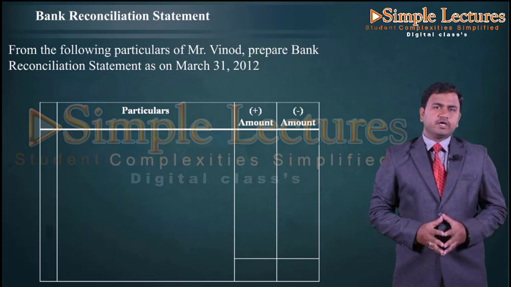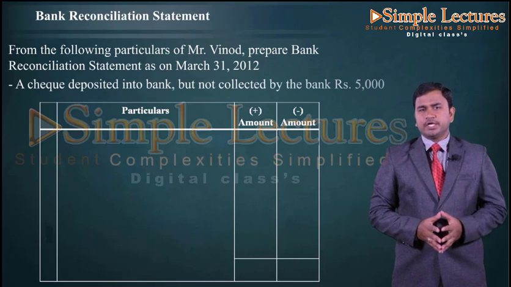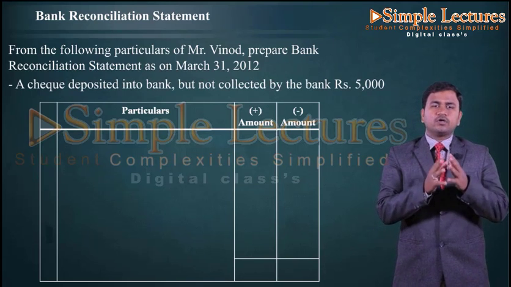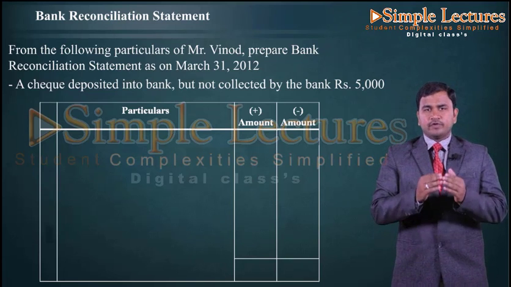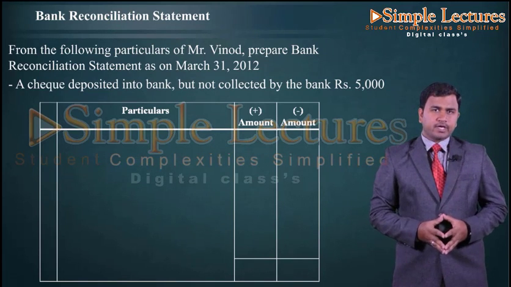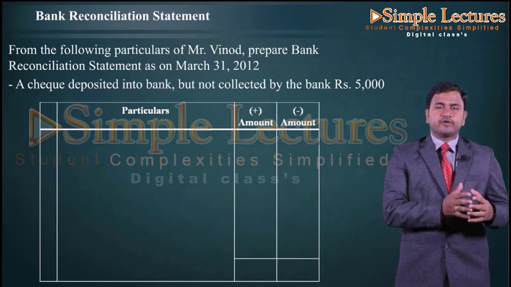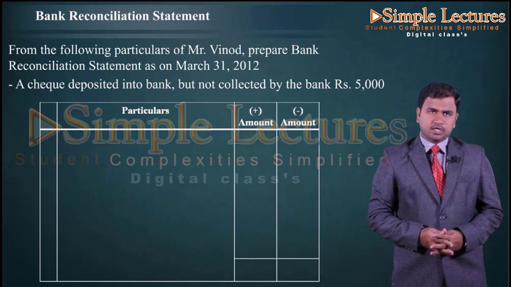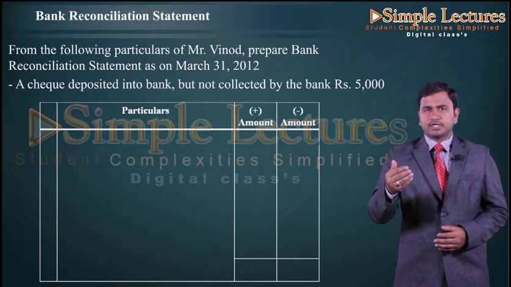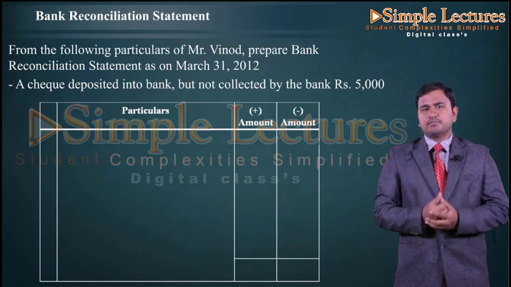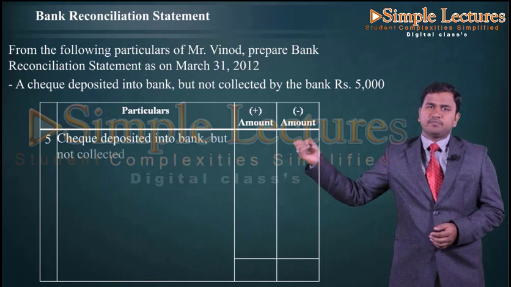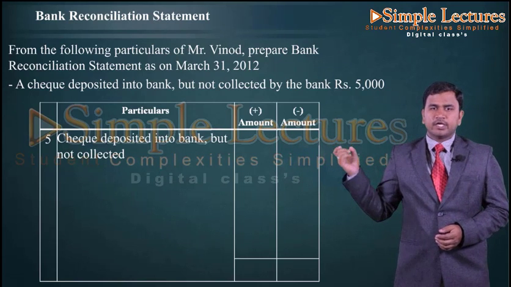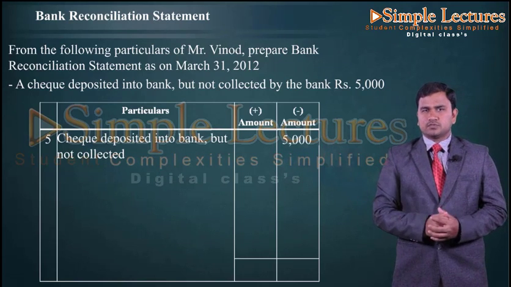The next entry we have is a check deposited into bank but not collected by the bank, which is 5,000. Here we have deposited the check into the bank. At that time we added 5,000 rupees in the cash account. So the same we are going to deduct to match the balance according to the passbook. So serial number 5, check deposited but not yet collected, in the negative amount column 5,000.